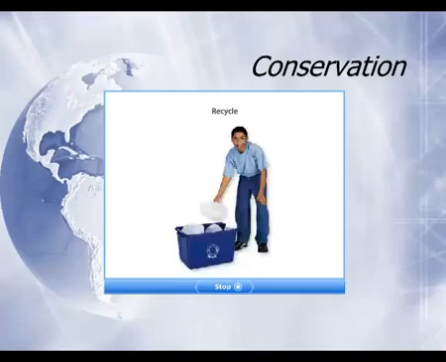Recycling is a special form of reuse. Recycling is the process of breaking down trash and using the materials again. Plastics, paper, aluminum cans, and glass are some materials that can be recycled.